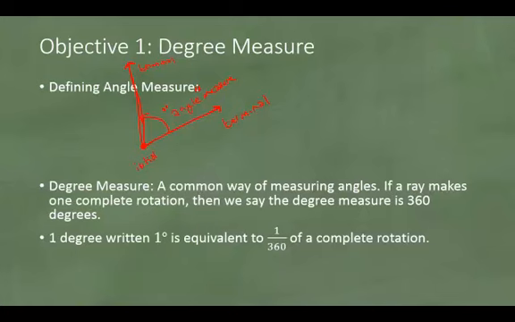A common way of measuring angles is degree measure. If a ray makes one complete rotation, so if you take one ray and go all the way around to the same point, that's defined to be 360 degrees. And I'm going to go kind of fast. You can always pause the video later, but this is a long section, so I'll be going a little fast. So 360 degrees is all the way around. If we want to know what 1 degree is, all we have to do is take 1 out of 360. 1 degree would be 1/360th of all the way around.